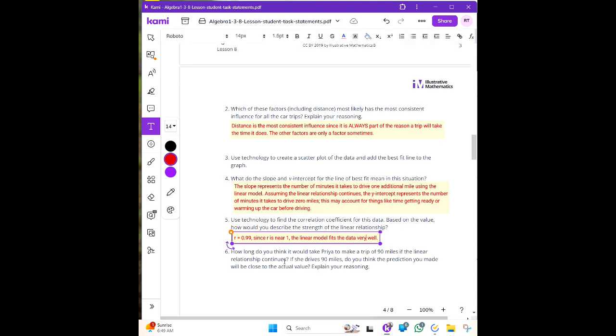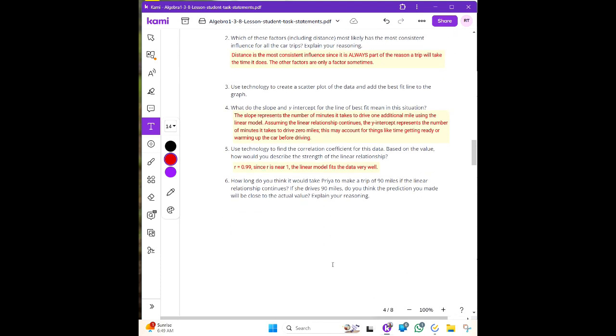So remember, if the correlation coefficient is 0, it does not fit it at all. If it fits it at -1, that's good. If it does it at +1, it's very good. Okay, so that's basically the information that you're going to need for that. How long do you think it would take Priya to make a trip of 90 miles if the linear relationship continues? If she drives 90 miles, do you think the prediction you made will be close to the actual value? Explain your reasoning. Okay, so let's go ahead and take a look at this one.